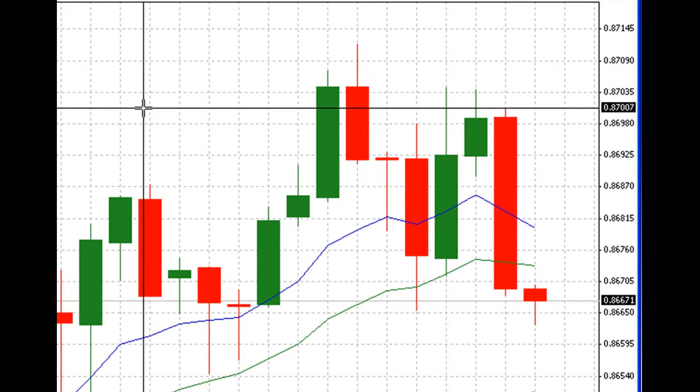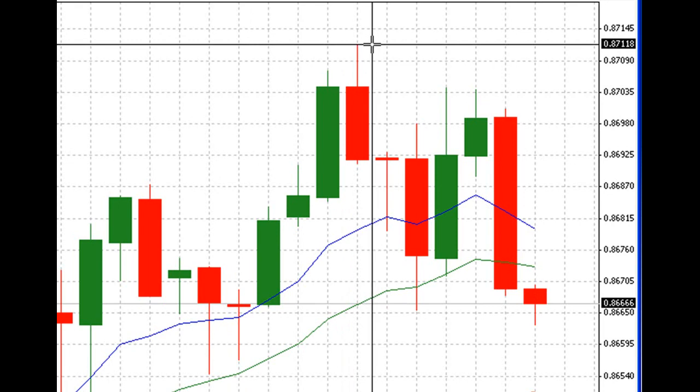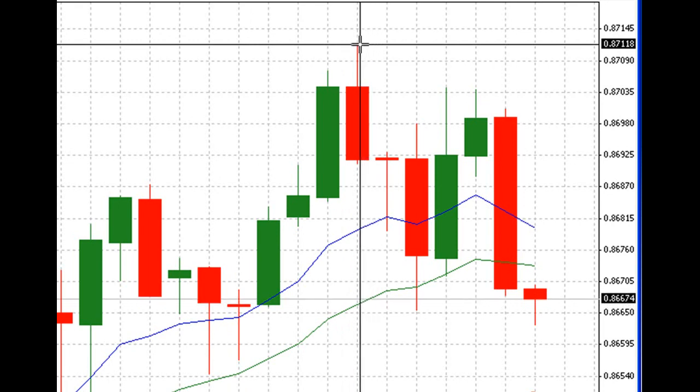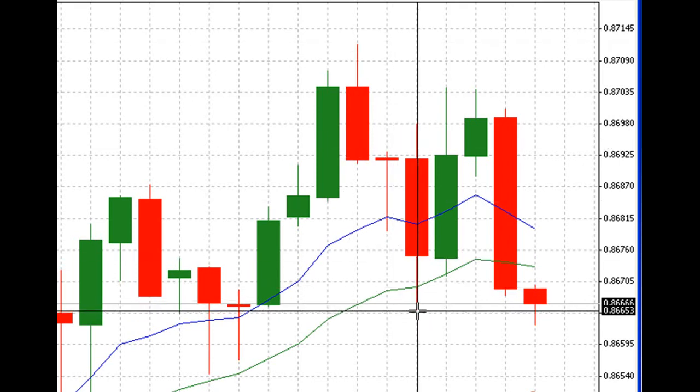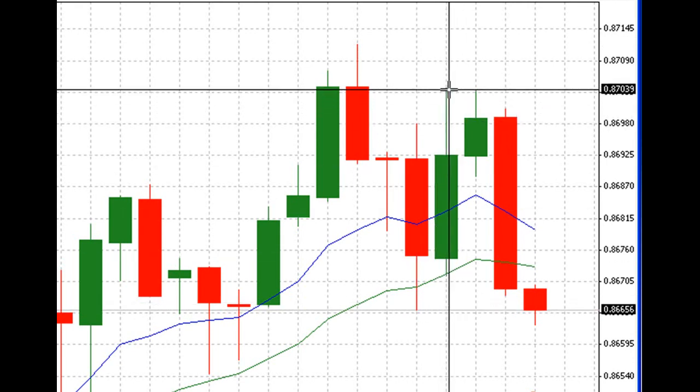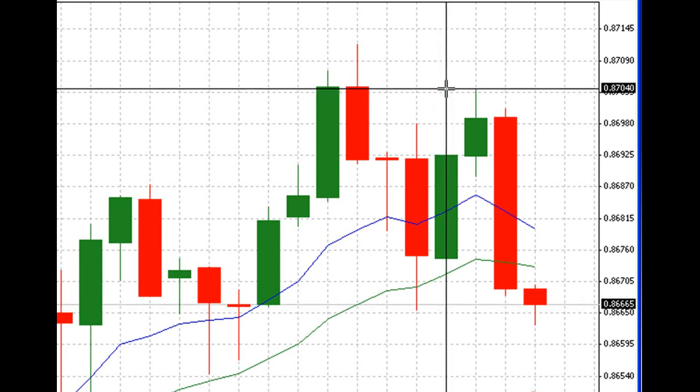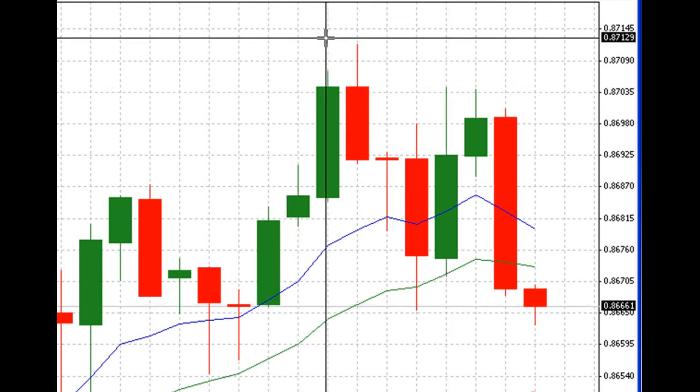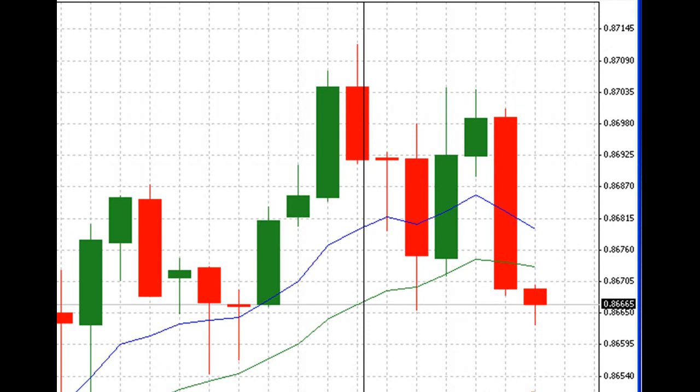So let's quickly look at how much we need to trade and where we need to trade, and then we'll discuss this trade in more detail. So the high here is 0.8711. The B point here is 0.8665. The C point here is 0.8704. And so the distance between A and B, which is 0.8711 to 0.8665, is 46 pips. And so point D is 46 pips lower than 0.8704.